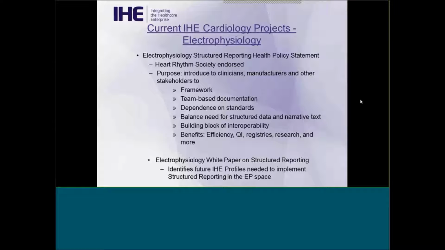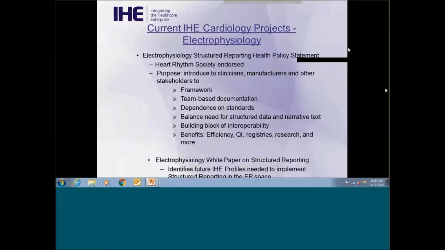So the need for structured reporting, the need for team-based documentation, the need to use base standards for nomenclature and procedures such as ICD-10 and CPT codes, SNOMED, LOINC, etc. And recognition that while structured reporting is critical, the final reports are going to have some text because some of the content just cannot be adequately described by structured reporting.